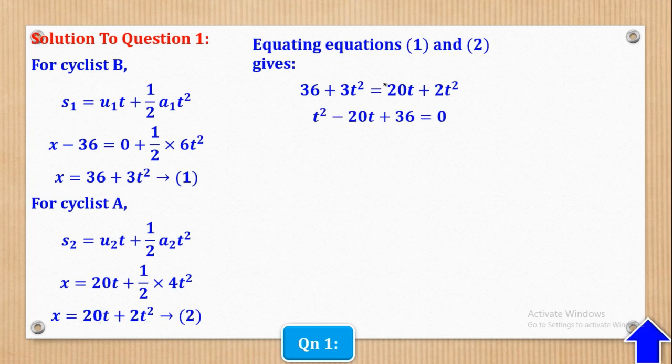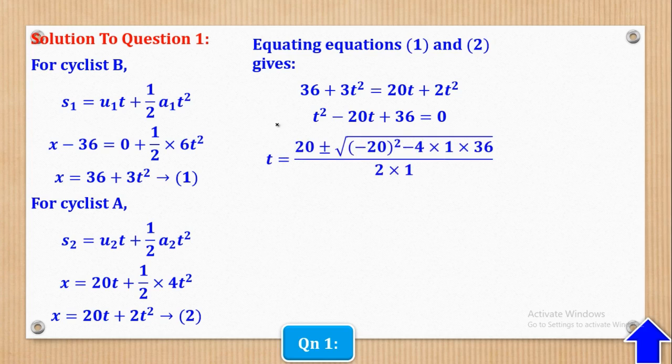Next we will now be simplifying. So when I collect like terms, I'll come up with a quadratic in terms of t, which will be t squared minus 20t plus 36 equal to 0. Now when I solve that using the bulldozer method, I'll come up with t being equal to 18 seconds and 2 seconds.